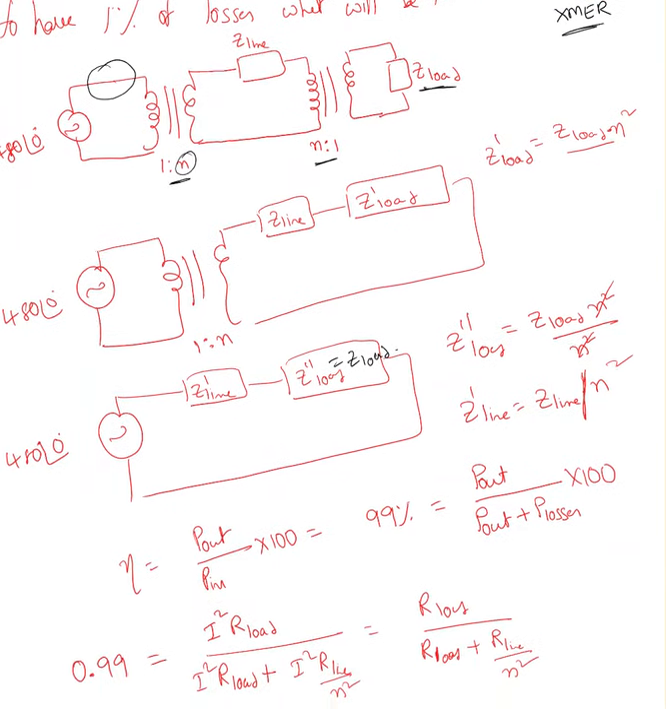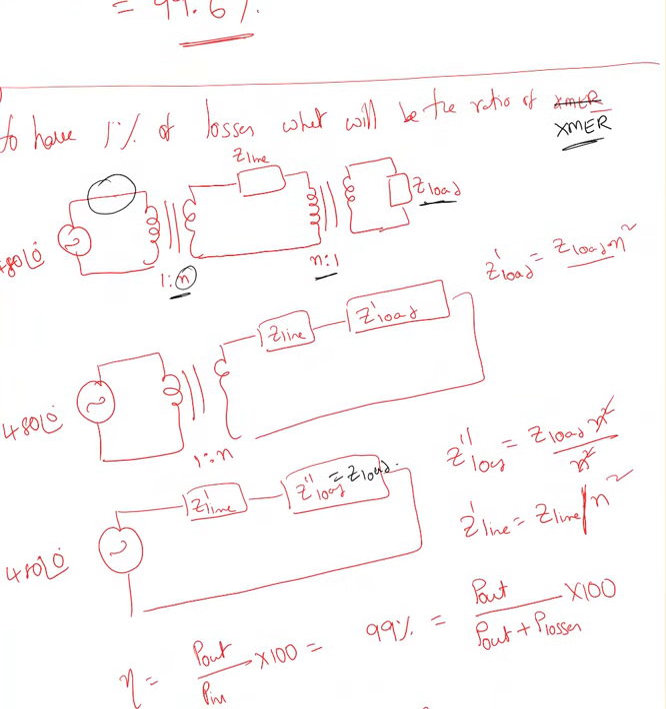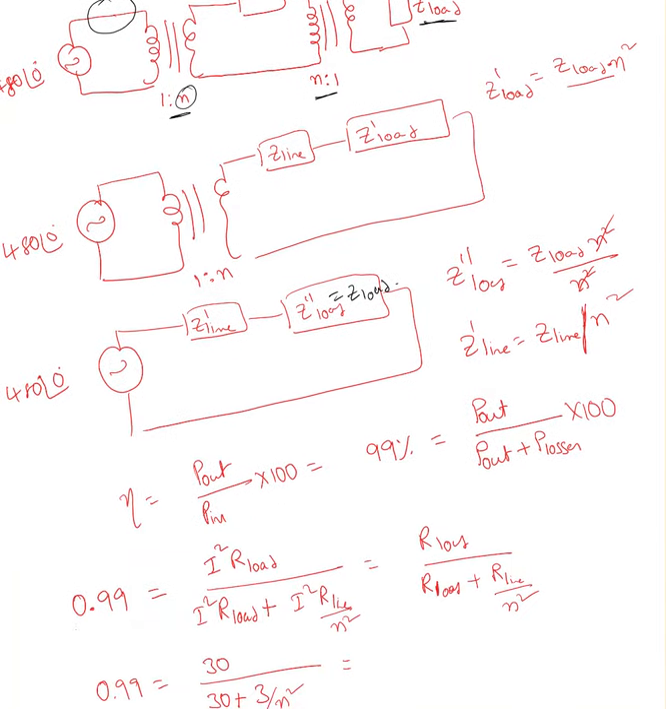Now efficiency is nothing but output over input times 100. So what is he saying? He wants to have only 1% of the losses. So efficiency is 99%. So 99% equals P output over P output plus P losses times 100. 99% is nothing but 0.99. So 0.99 times output power is nothing but I square times R load over I square times R load plus I square times R line over N square. So Z prime line is nothing but Z line over N square.